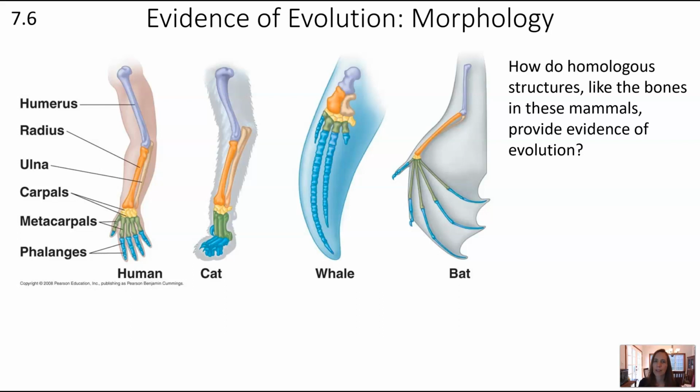And as a reminder, a theory is something in science that is well supported with multiple lines of evidence. So how is this particular example evidence of evolution? How do homologous structures, like the bones in these mammals, provide evidence of evolution?